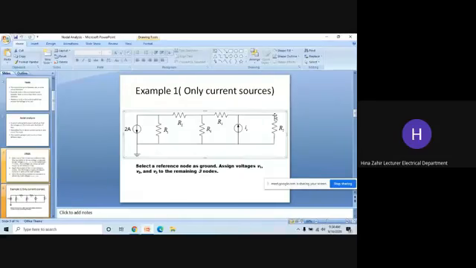Now this node here is also a node, which is connected between R5 and this branch. But this is not an important node because it is only connected between two branches. Similarly, this is also a node but not an important one. So these are the nodes, these connection points here where the circuit joins.